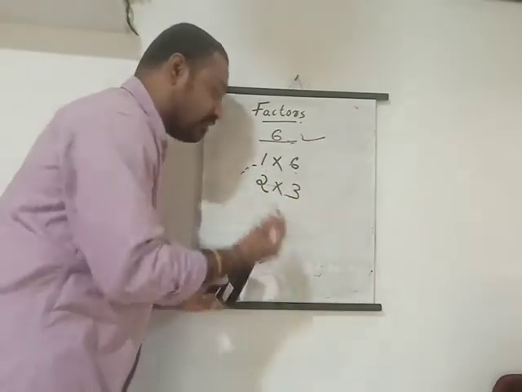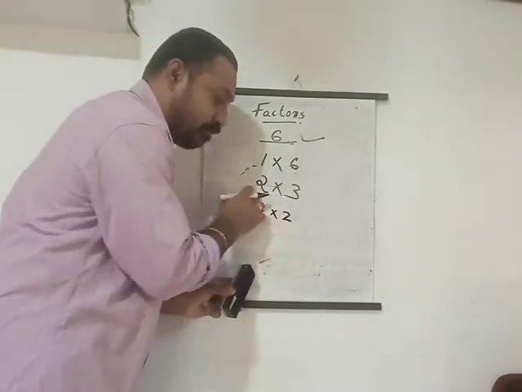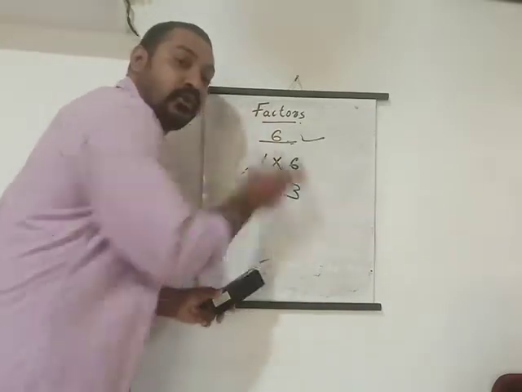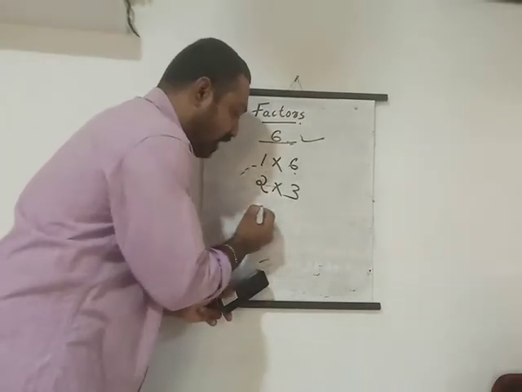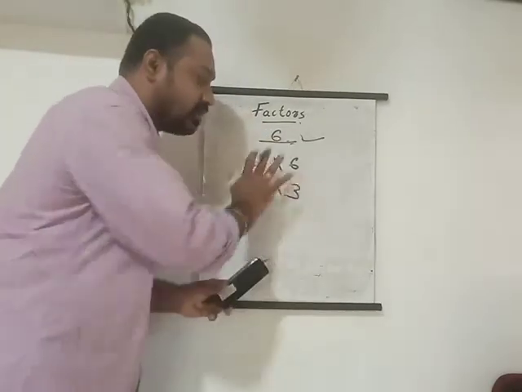Then, can we write 3 into 2? Yes, 3 2s are 6, but it is repeating. So if any step is repeating, just stop before that step. You can see that we already wrote 2 into 3. Now we are going to check 3 into 2, but 3 is already repeated here. So just stop there. These are the only factors.